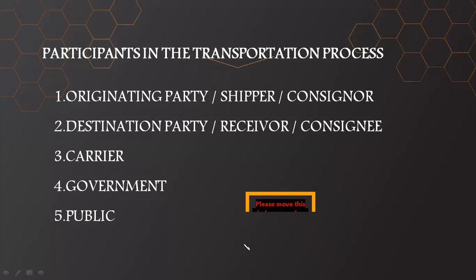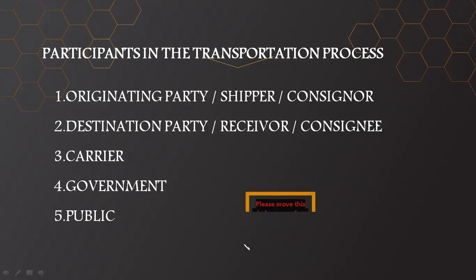It means the person who is actually going to transport the product to the market from one place to another. That is moving goods. Who is going to start the movement? For example, sitting in Mumbai, I want to transport goods to Kochi. Now I am the originating party. I am the shipper or I am the consignor.